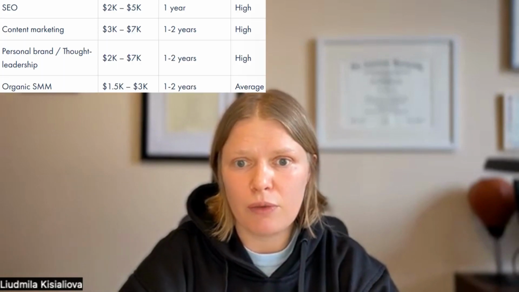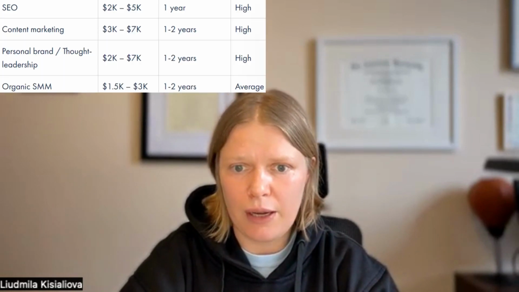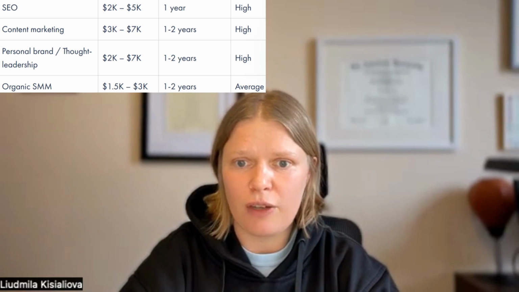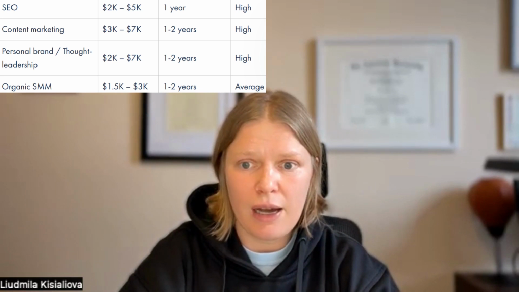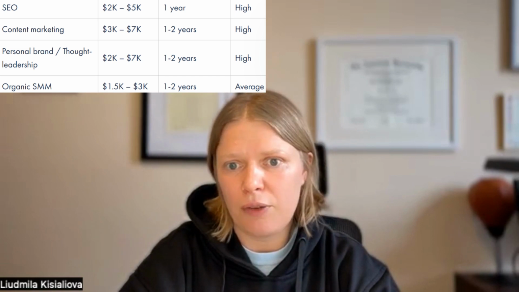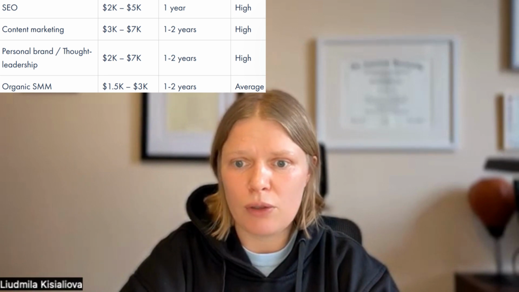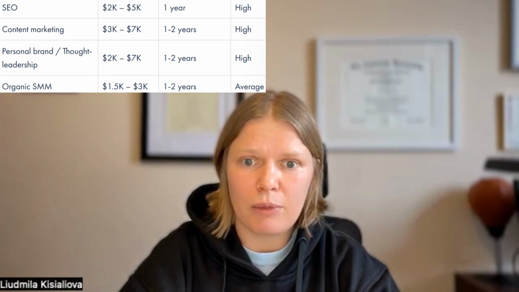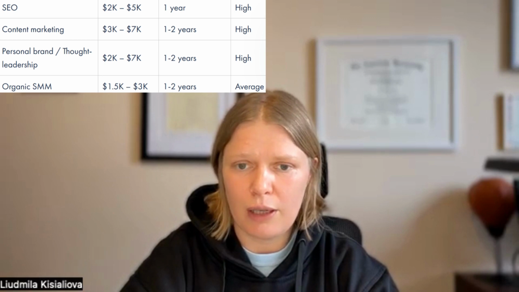So the monthly cost of your SEO, if you are at the seed to Series A stage, can vary between 2 to 5K. The content marketing effort, depending on how much content you produce, between 3 to 7K. Thought leadership and personal branding usually take another 2 to 7K, and your organic SMM on the production side usually will cost around 1.5 to 3K. So if you're looking at the minimal viable budget for your organic channels, that's going to be anything between 7.5 to 15K or more if you're investing heavier into the content marketing.